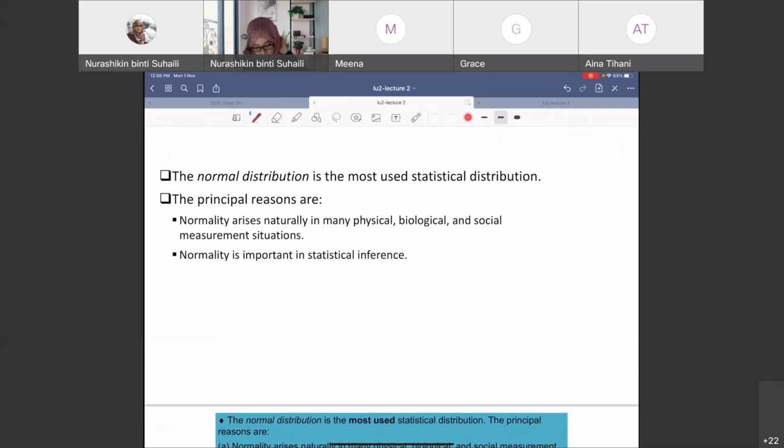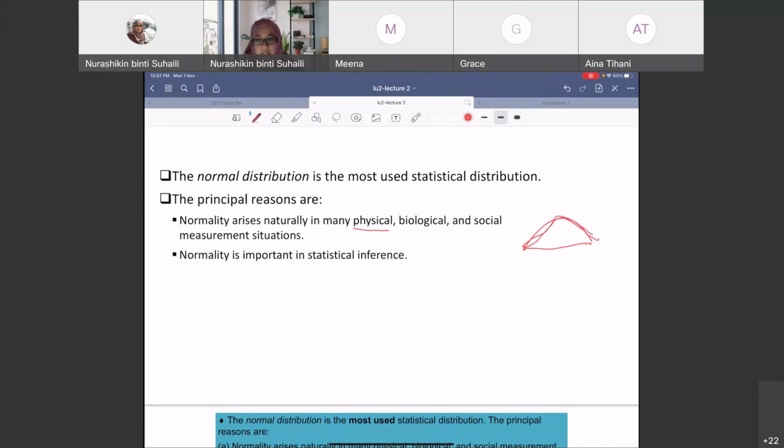Normal distribution is the most used statistical distribution. I have mentioned before why it's very common in statistics, because the trend of normality happens in many situations, in physical, biological, social measurement. So when we talk about any distribution in this world, especially when the sample size is big, more than 30, the whole distribution will eventually look like a bell curve or normal distribution. So that is the nature of many distributions that have been observed by statisticians.